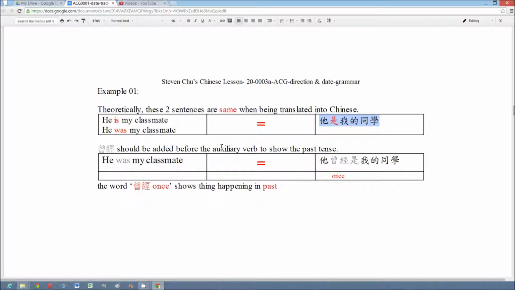So some words should be added into this sentence. For example, 曾经, once. So the sentence he was my classmate can be translated into 他曾经是我的同学. And when people see the 曾经, they will know that this is the past tense. So we don't have to change the word 是.